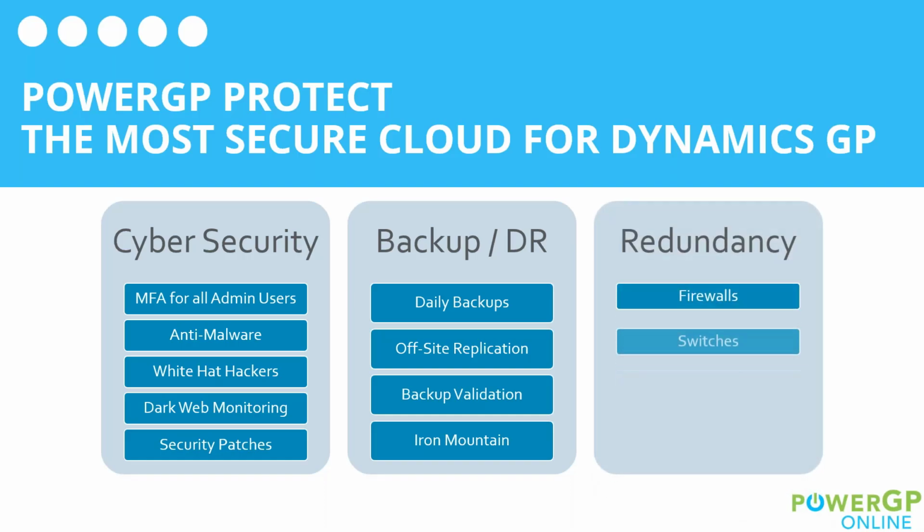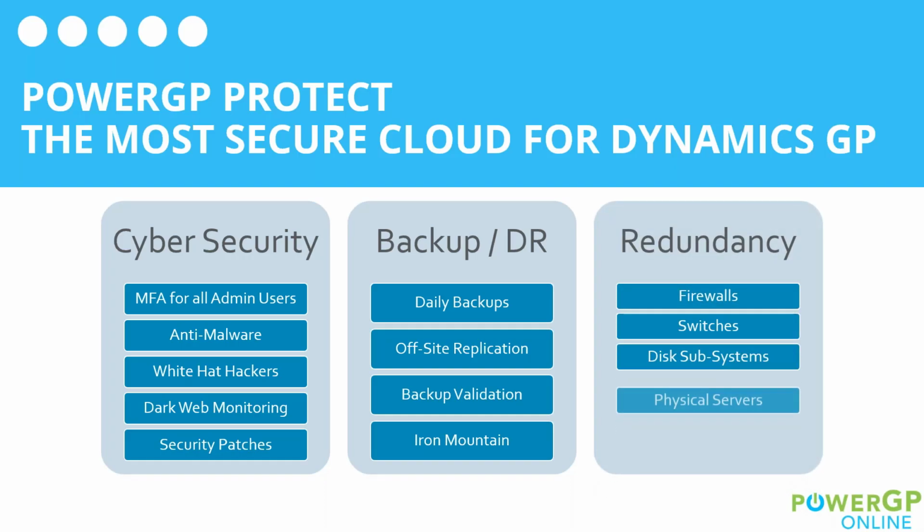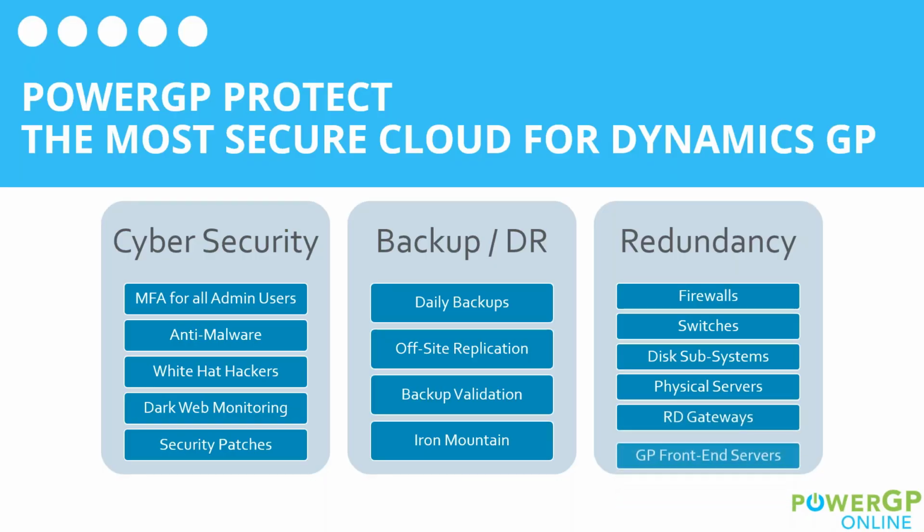And then we have redundancy. What that means is all of the pieces of equipment that make it possible to get to your GP data in our PowerGP Online cloud have duplication. If something goes wrong with one of our firewalls, we have another one in place and it just auto switches over to the new firewall. Same thing with our switches, our disks, our physical servers, our gateways. Everything we have has a duplicate that auto hot swaps if we have a problem, to minimize any downtime that you might have.